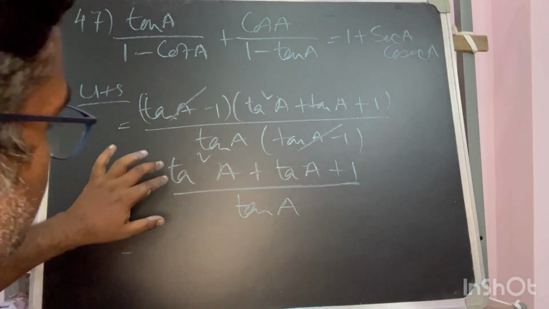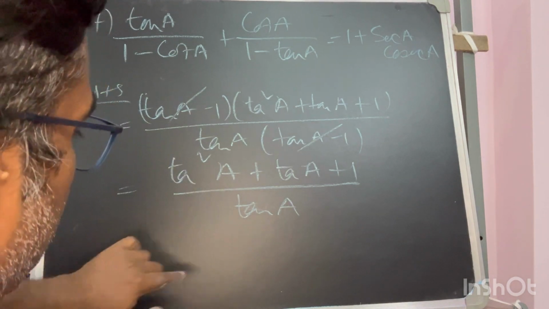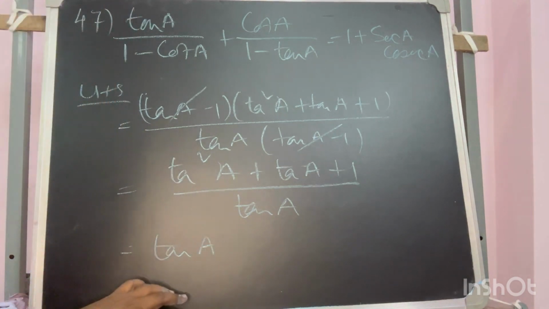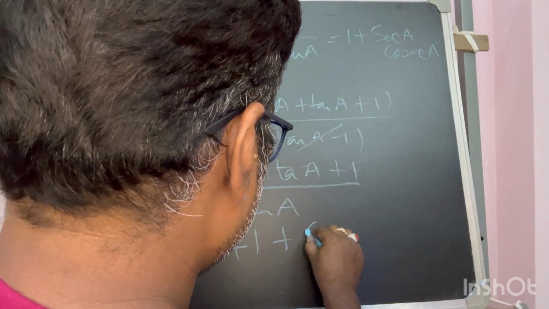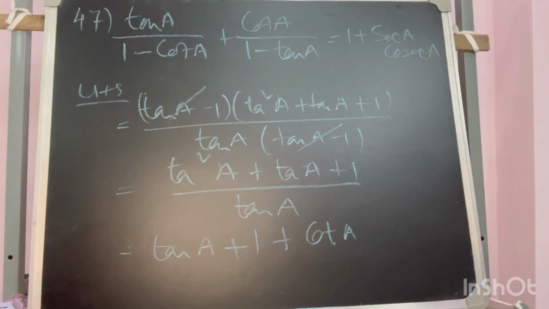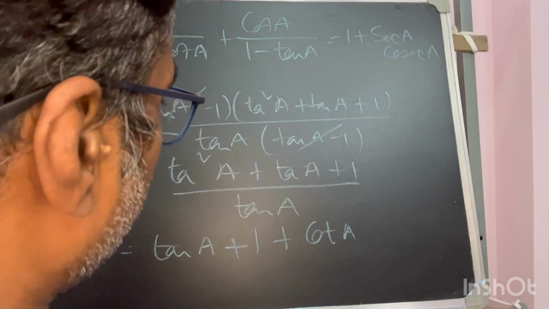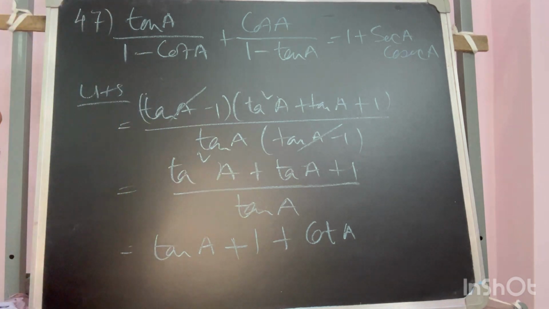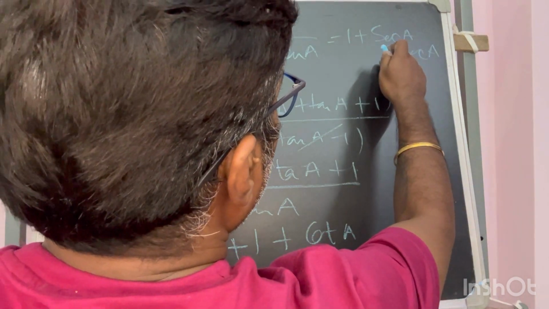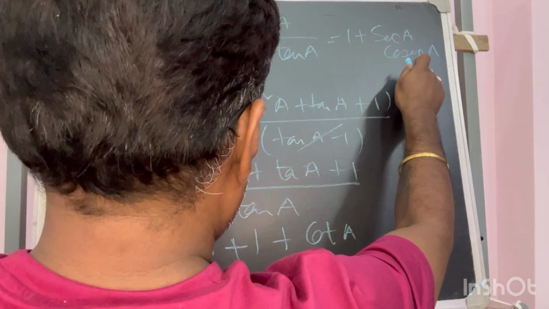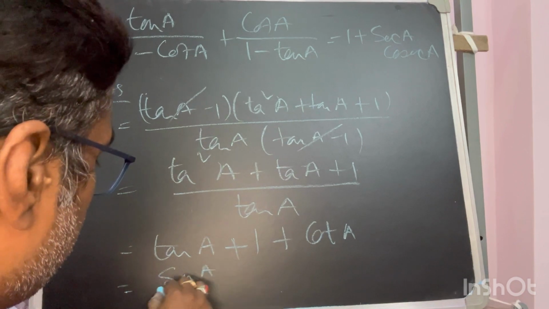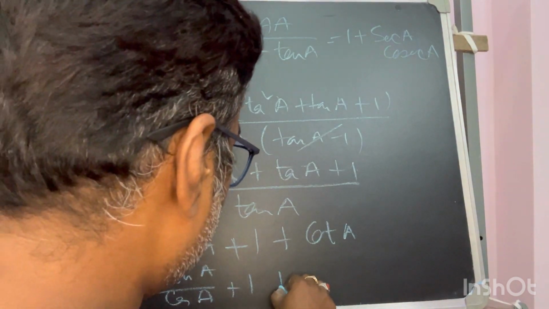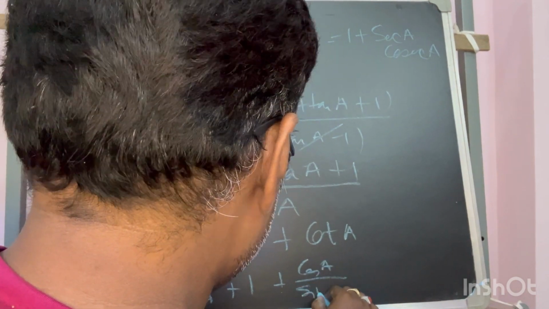Okay, now divide 1 upon 1 by 1, tan by tan square is only 1 by tan, so that will give you 1 by tan A, which is equal to cot A. So now how would that be similar to that? Sec means 1 by cos, cosec 1 by sin. Okay, so let me write it that way, plus 1 plus cos A by sin A.